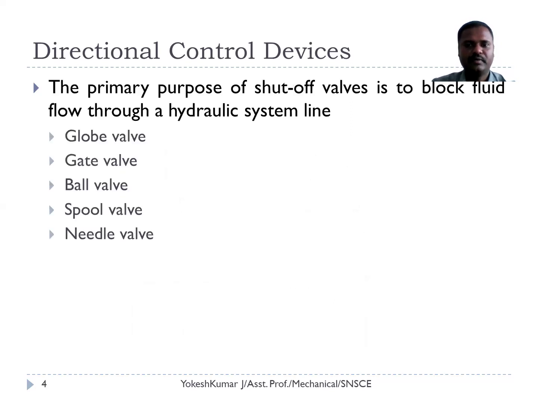And the direction control valve is further classified into five types. There is the shut-off valve, which we have discussed now. The shut-off valve can be categorized according to the construction. It has five types. One is the globe valve, because the shape of the valve is like a globe. And the gate valve, ball valve, spool valve, and needle valve.